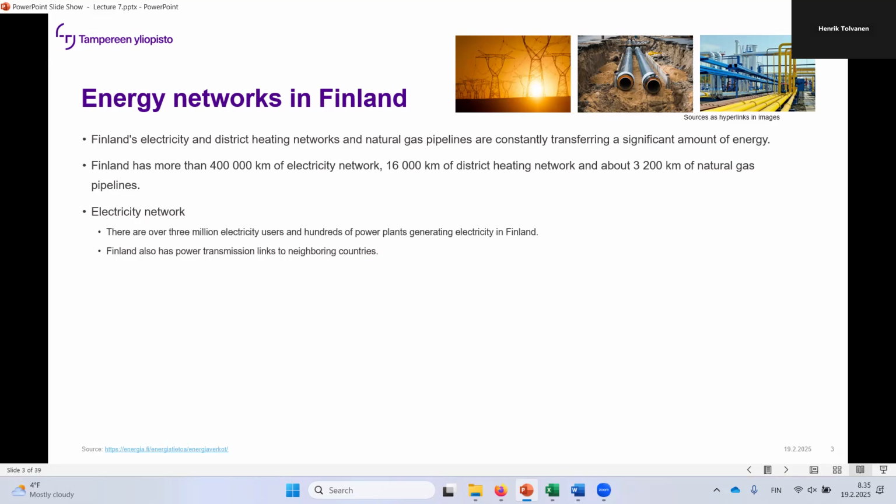And we have these power transmission links to neighboring countries. The transmission lines to Russia at the moment are not being used. They are still connected, but if you've seen the videos from what happened to Estonia just a few weeks back, they physically disconnected from the Russian network. So we're part of the European power system and electricity market. That's the Nord Pool that Finland is operating under.